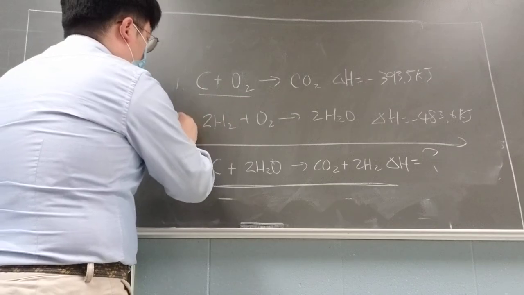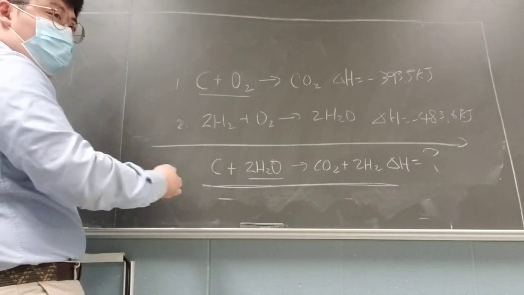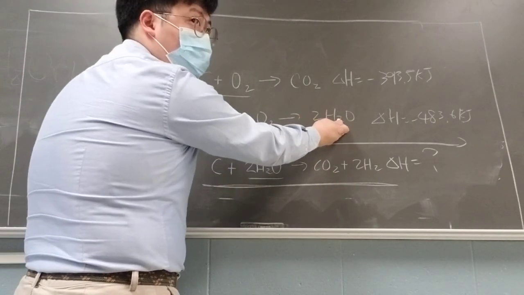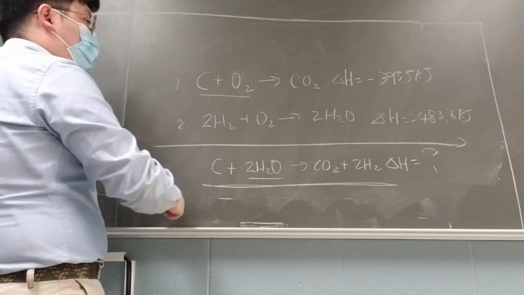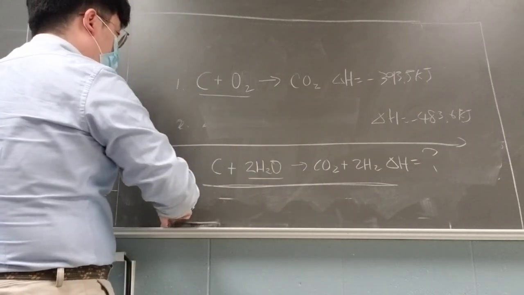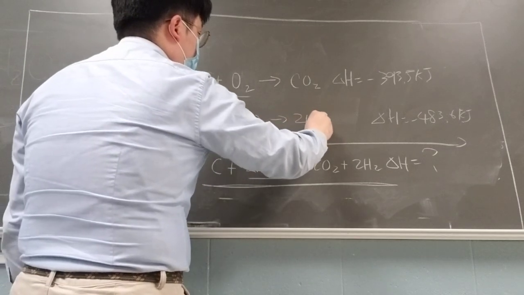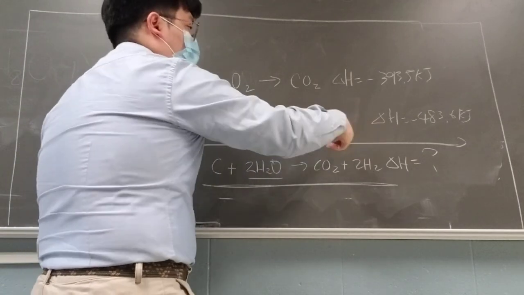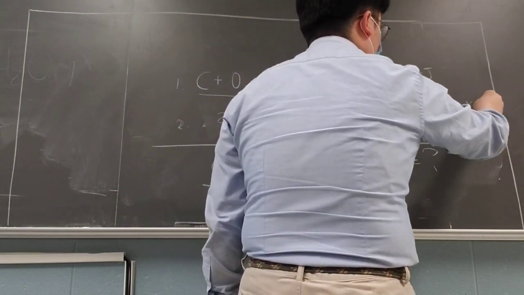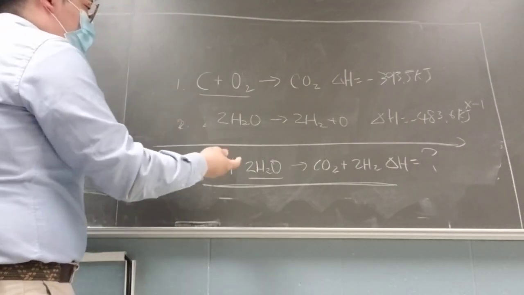But the second one is a bit different because you wanted to keep the water on this side, which is on the left in your final equation, but it's on the right here. So that means we have to do what? You have to flip it. Okay? So I'm going to flip this one, and whenever you flip it, make sure you multiply your enthalpy change by -1. Okay, so I'm going to do that and see what happens there.